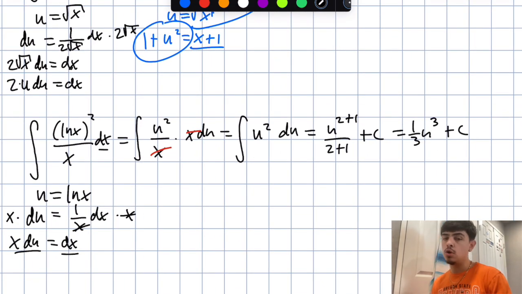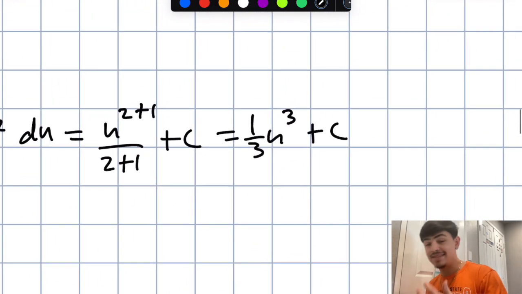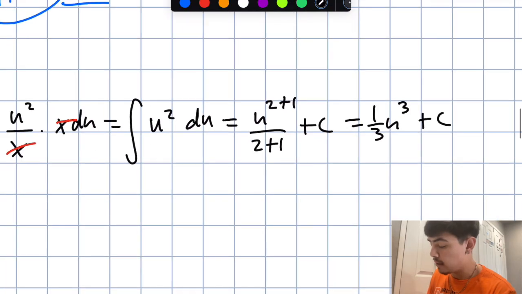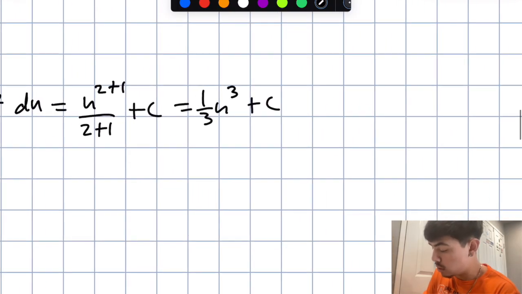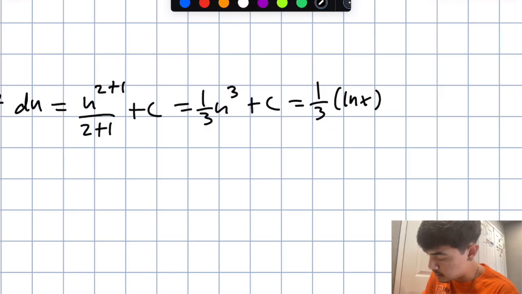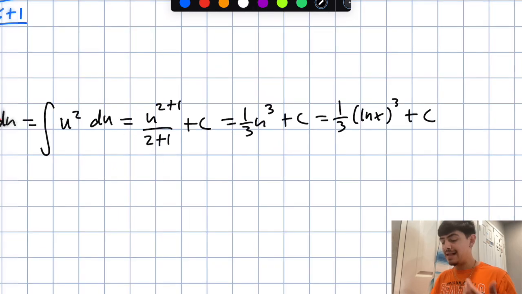Making the right u sub makes the integral super easy and super nice to look at, right? So let's go ahead now. Last step, replacing our u's with our original u substitution. So now we have just 1/3 times the natural log of x cubed plus c, and that's it.